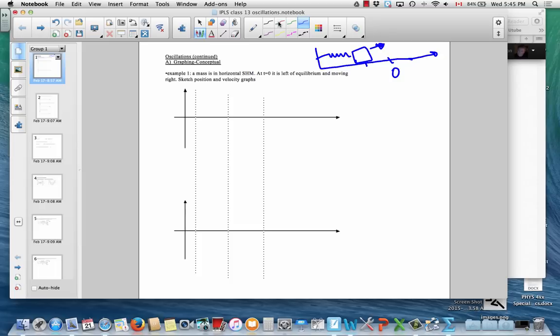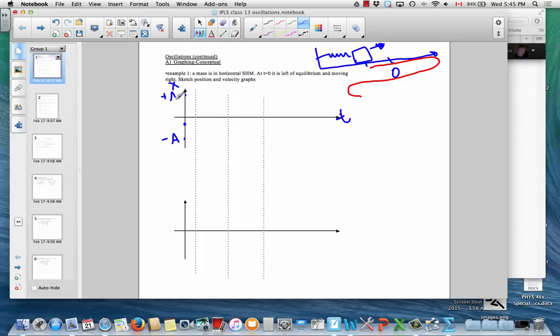And we want to sketch position and velocity graphs. Well, first of all, we visualize what's going to happen next. The mass is going to start on the negative side, then go through 0, go up to positive A, turn around and go back to negative A. So if this is the time axis and this is position, our initial position value is negative, but it's not as much as negative A. We're not that far away.